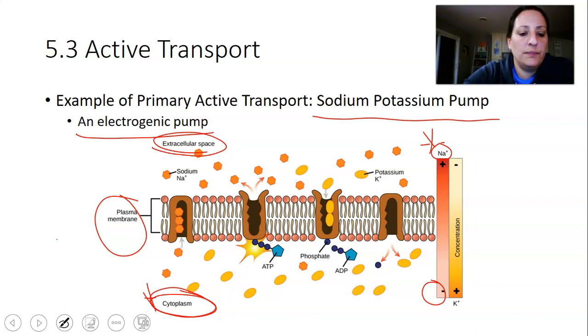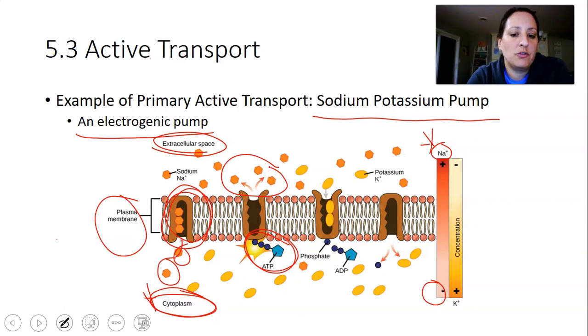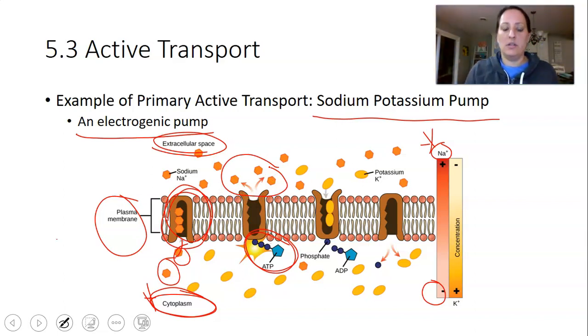Sodium is going to, so we've got sodium here and here. It's going to bind to our carrier protein on the cytoplasmic side of the cell. ATP, energy, is going to come in, and that's going to cause this carrier protein to change shape and to dump off the sodium on the extracellular side of the cell. So what just happened? We just moved 3 sodium ions from low to high, against their concentration gradient. You see that?